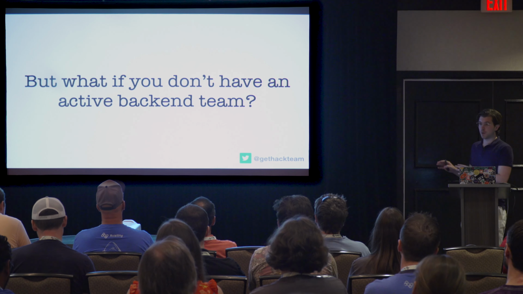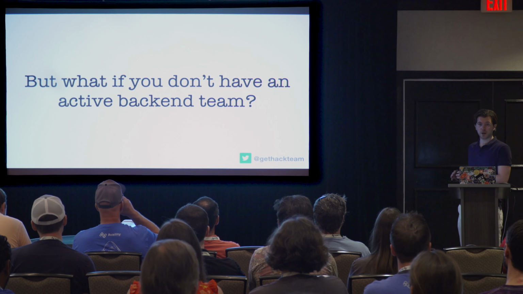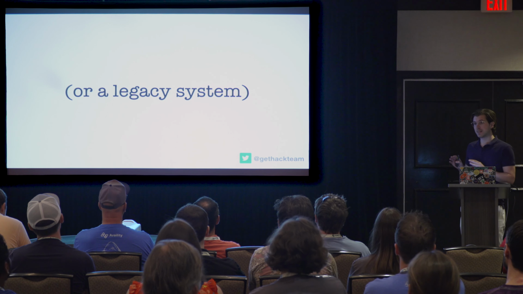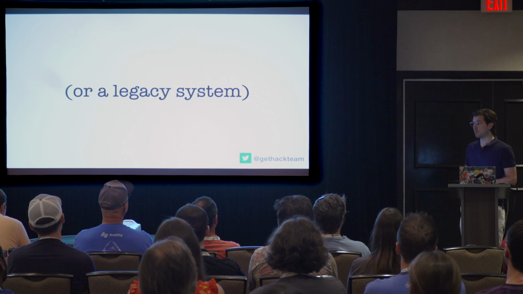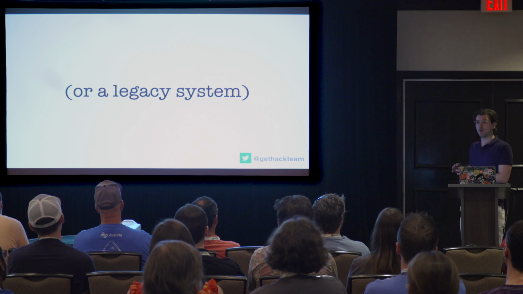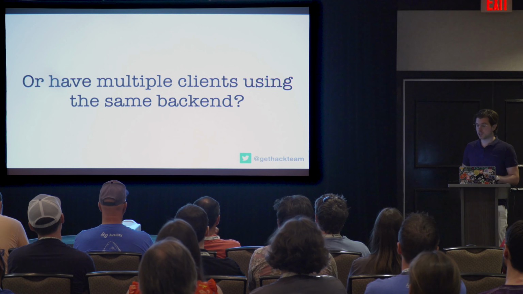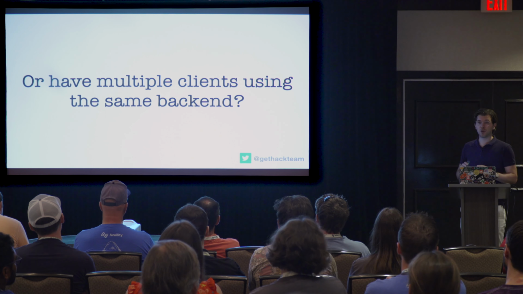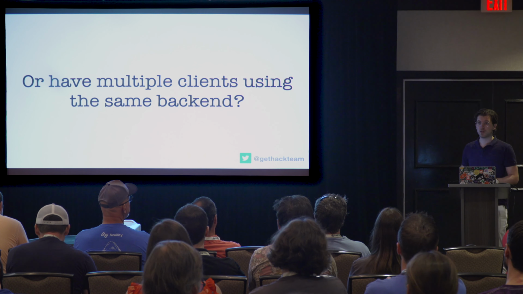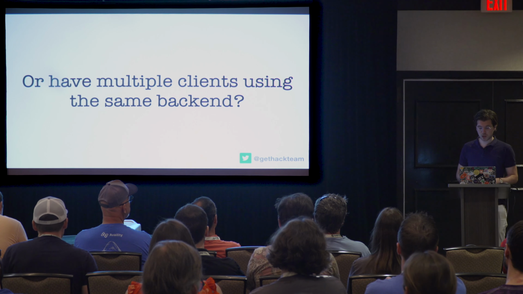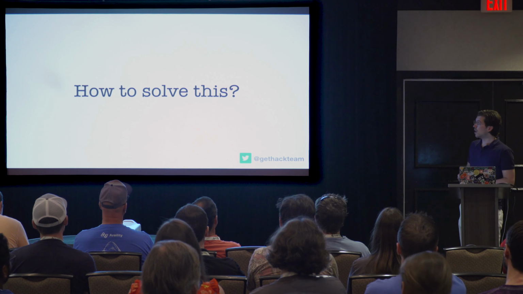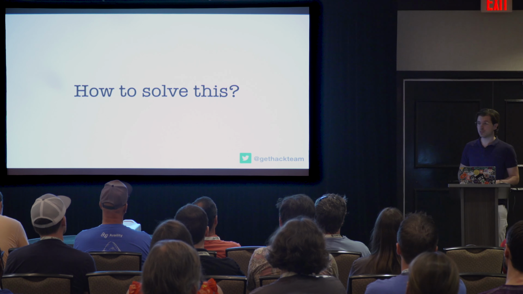But what if you don't have an active backend team? Suppose you want to make changes to your backend, someone else makes changes to your backend, or maybe this backend is a legacy system. This is something I see a lot as well. People have a front end that they iterate on, and then they have a backend that actually isn't being actively maintained. So maybe you need to make changes on the front end, and maybe you also have similar or multiple clients using the same backend at the same time. So if you're making changes to all these different systems, you need to keep track of where you want to make these changes. So how to solve this? For this, I will be telling you about GraphQL in this talk.